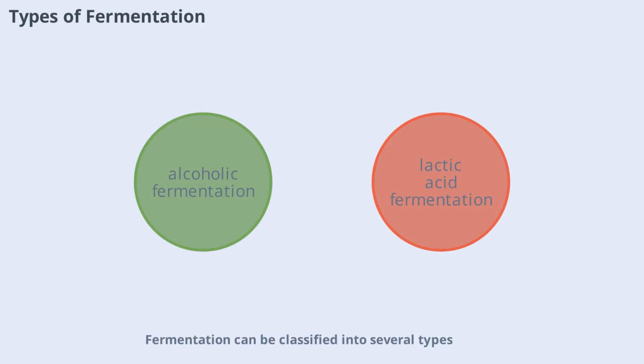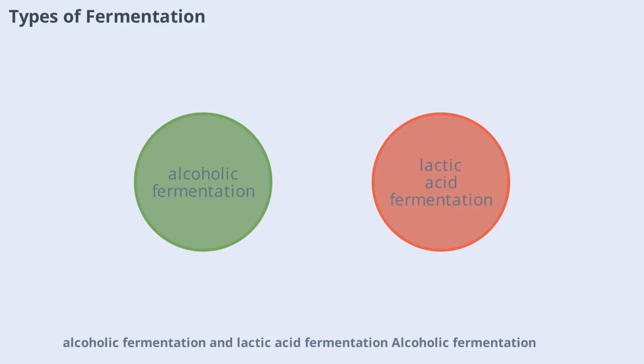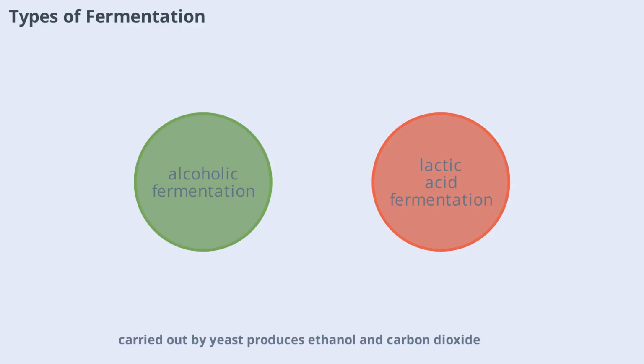Fermentation can be classified into several types based on the end products and microorganisms involved. The two most common types are alcoholic fermentation and lactic acid fermentation. Alcoholic fermentation carried out by yeast produces ethanol and carbon dioxide. Lactic acid fermentation performed by certain bacteria results in lactic acid. There are also other types like acetic acid fermentation and mixed acid fermentation, each with unique applications.